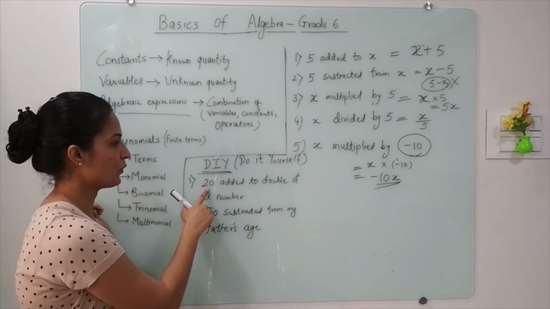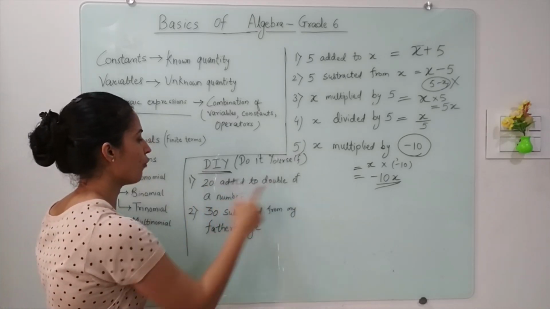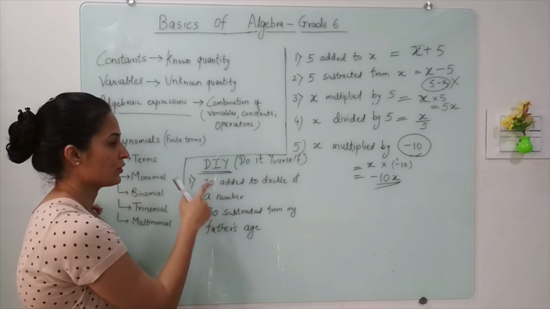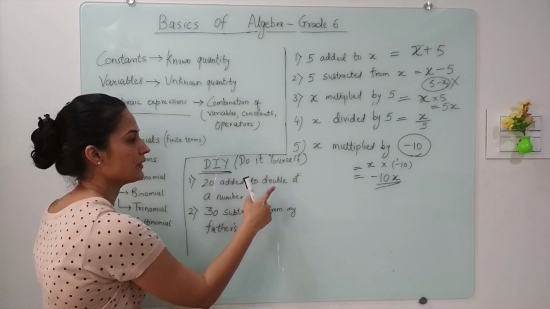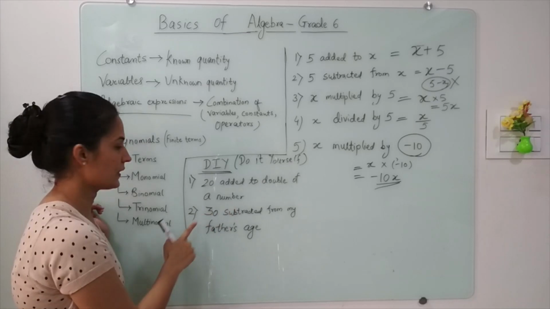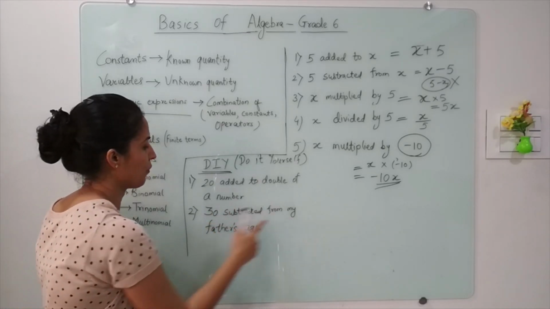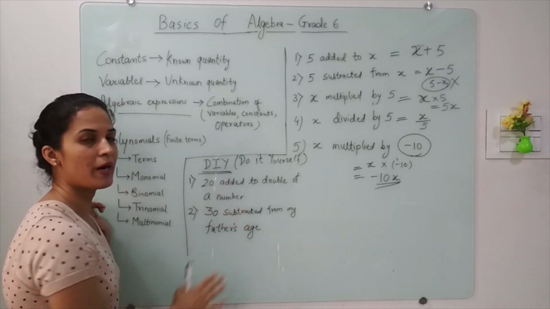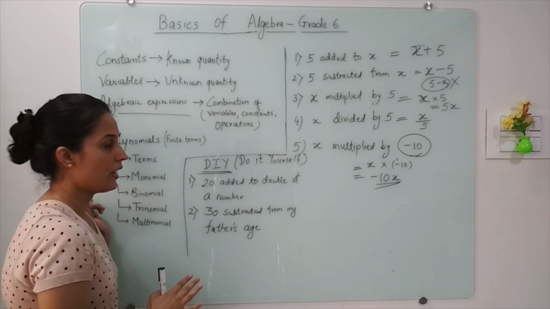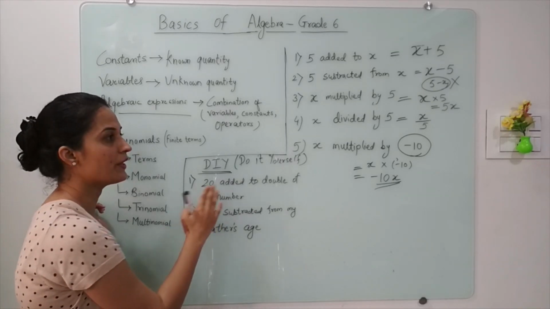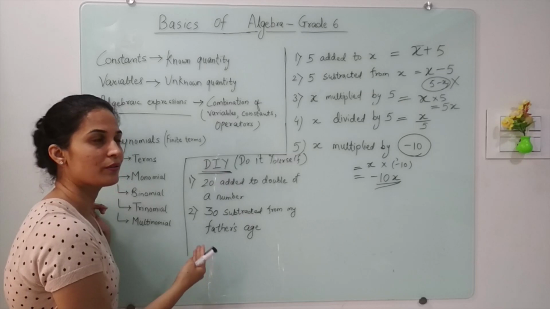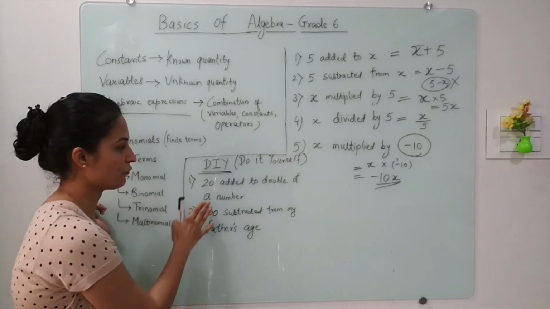The first one is 20 added to double of a number. The second is 30 subtracted from my father's age. Now we have to identify what is the variable and then you have to accordingly express that. You have to form the algebraic expression for these two.